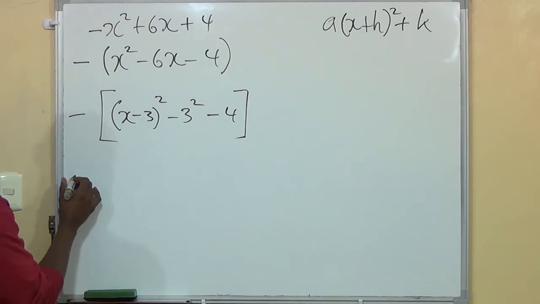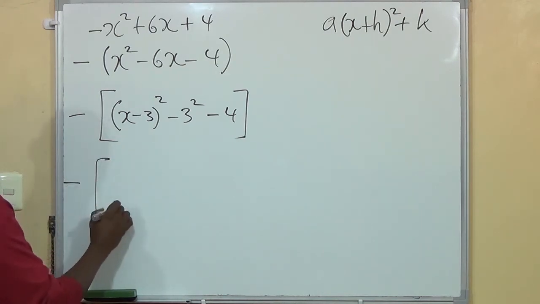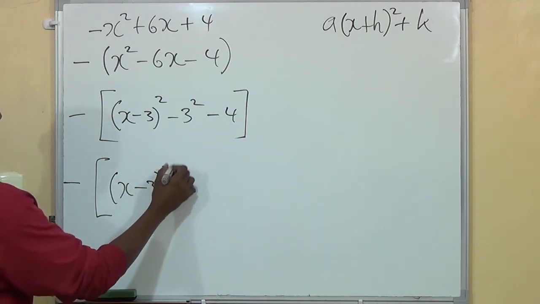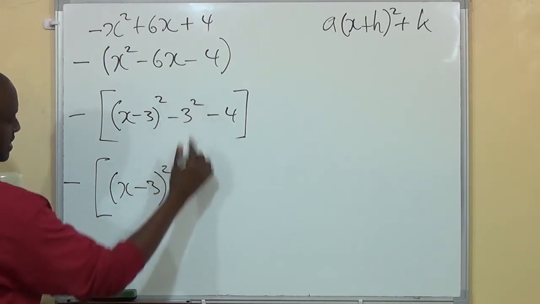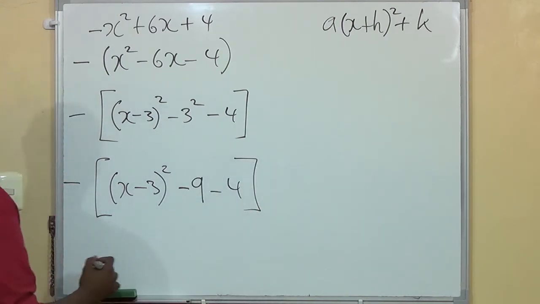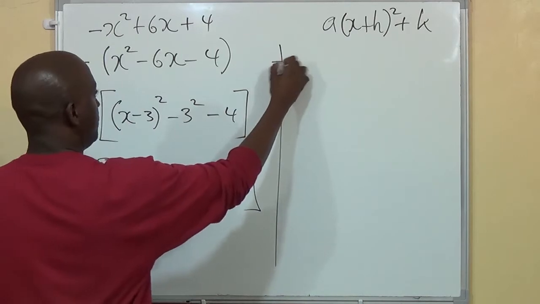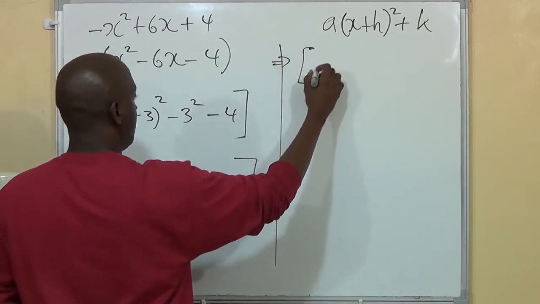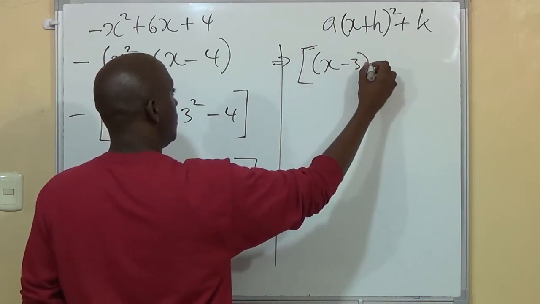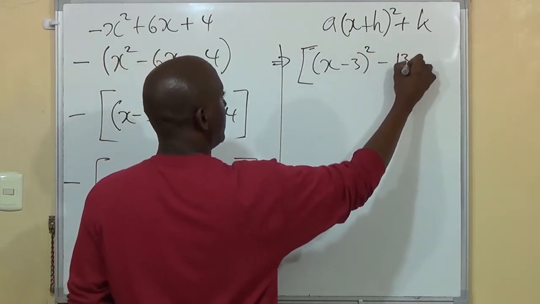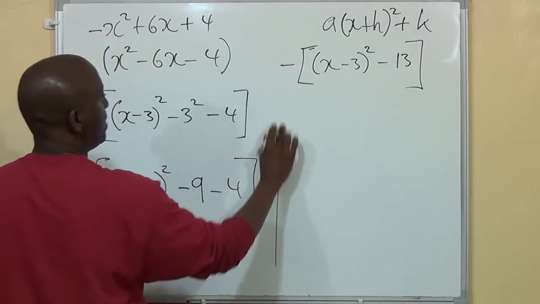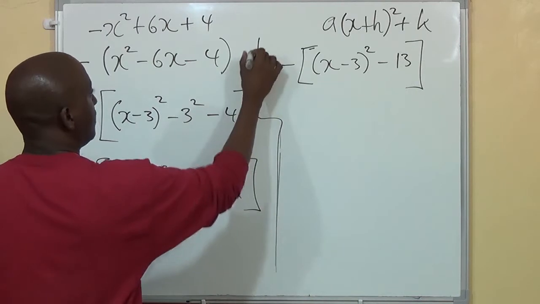Good. So we have the minus 1 on the outside still. This would be (x minus 3) all squared minus, well, 3 squared is 9, so that would be minus 9 minus 4. And then your next line here would be square brackets (x minus 3) all squared minus 13. Minus 9 minus 4 is minus 13. Remembering, of course, that we still have the minus sign on the outside here.